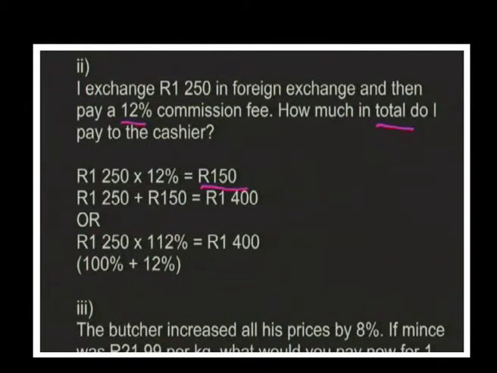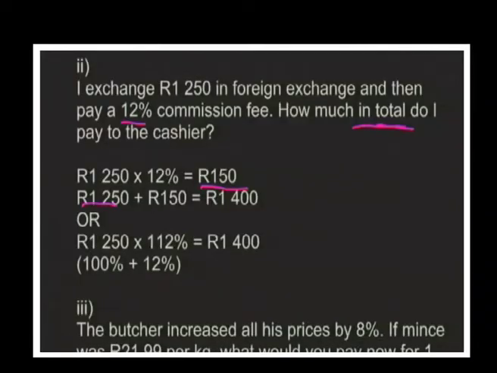And then that's my commission. What do I pay in total? And this is a trick that you can learn right now. Always go back to the question and reread the question. Have you actually answered what they're asking you? So in this case, they wanted the total that we pay. So that was our original amount plus the commission, and in total we pay 1,400 Rand.